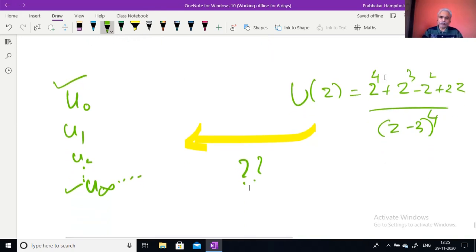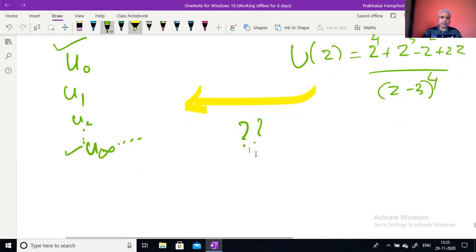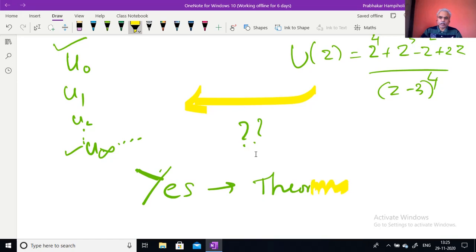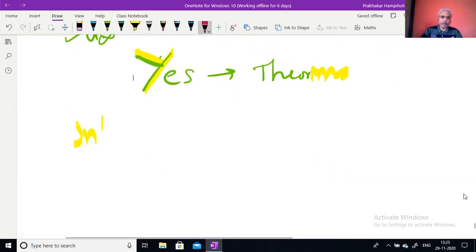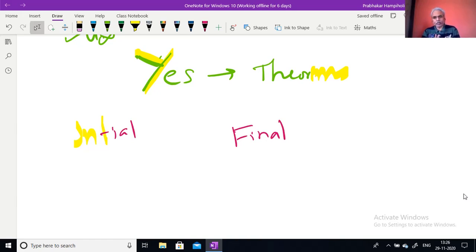You don't know u_n, but directly from the z function to the corresponding u0, u1, u2, u3, because sometimes we don't want u_n, we want only initial values u0, u1, u2, u3 for our communication theory, for our signal processing. My dear students, the answer is yes. The answer is hidden in two theorems known as the initial value and final value theorems. So we shall take a pause. In the next class, I'll be dealing with these two theorems and corresponding examples.